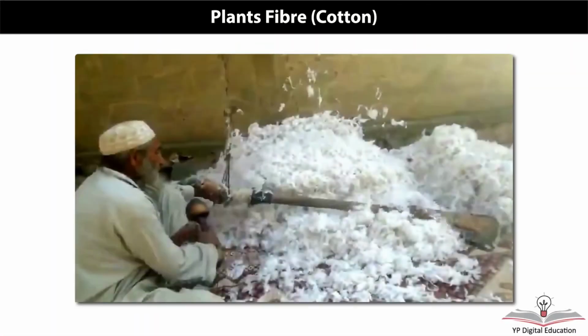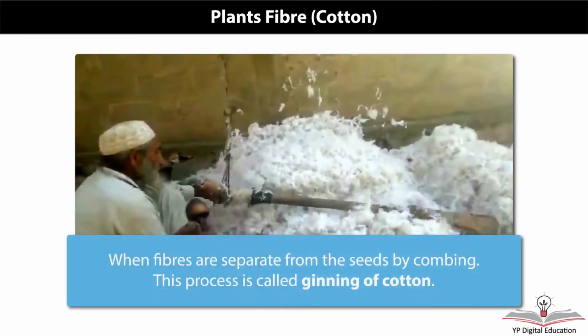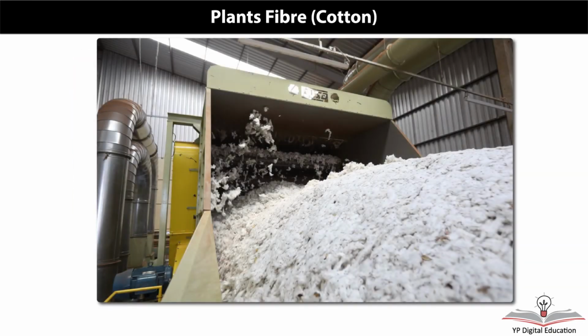After that, fibers are separated from the seeds by combing. This process is called ginning of cotton. Traditionally, ginning was done by hand, but nowadays it is done by machines.